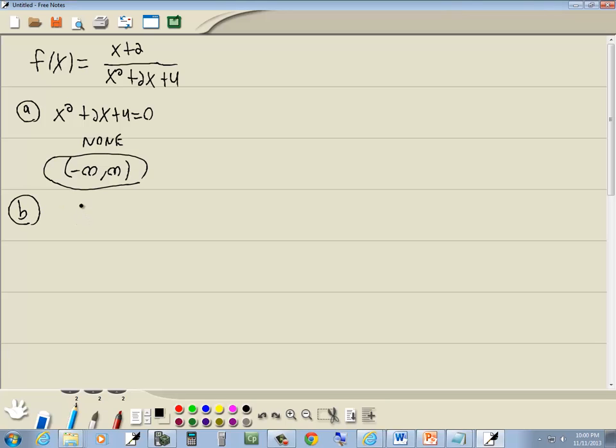Now for B. B is our x-intercept. You always plug 0 into the other variable, so plug 0 in for y or f of x. So we got 0 is equal to x plus 2 over x squared plus 2x plus 4. Now whenever we have a single fraction equal to 0, you can just set your top part equal to 0. Then take 2 over, and we get x is equal to negative 2.